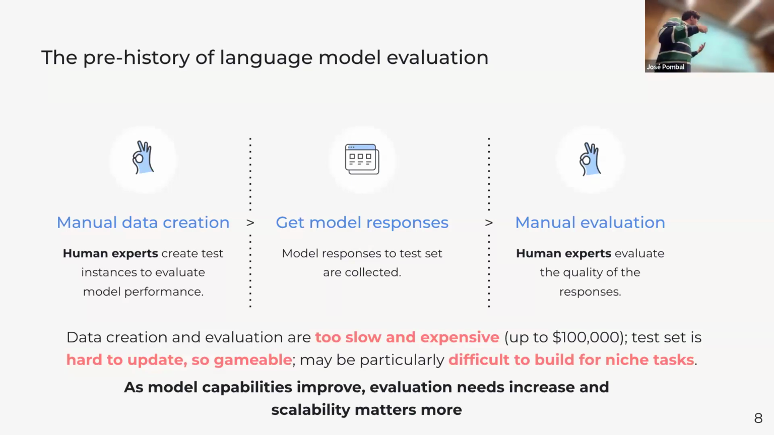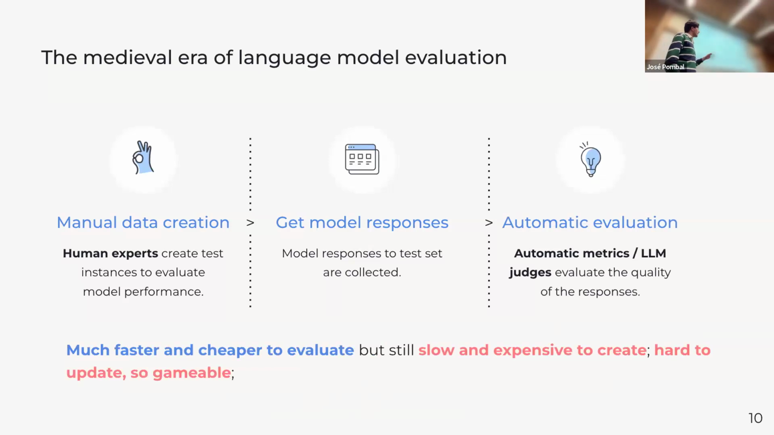So as model capabilities improve, this scalability problem becomes more and more of an issue. You can partially solve it by automating the right part, the automatic evaluation part, instead of using human experts. You can have some sort of automatic metric, as some of you familiar with translation know, like Comet and MetricX, that are trained to be evaluators. So you sort of take out the human component of that part. But this part of data creation is still a very big bottleneck.